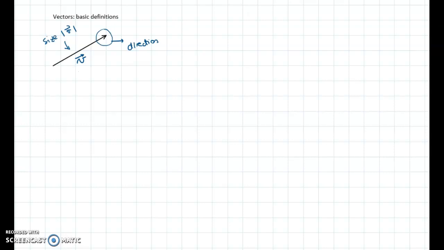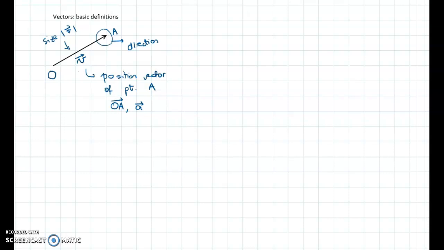If our vector starts in the origin, O, and goes to a point, let's say A, we'll say that v is the position vector of the point A. We could write it as OA with an arrow on top of it, or even we could write A with an arrow on top of it.